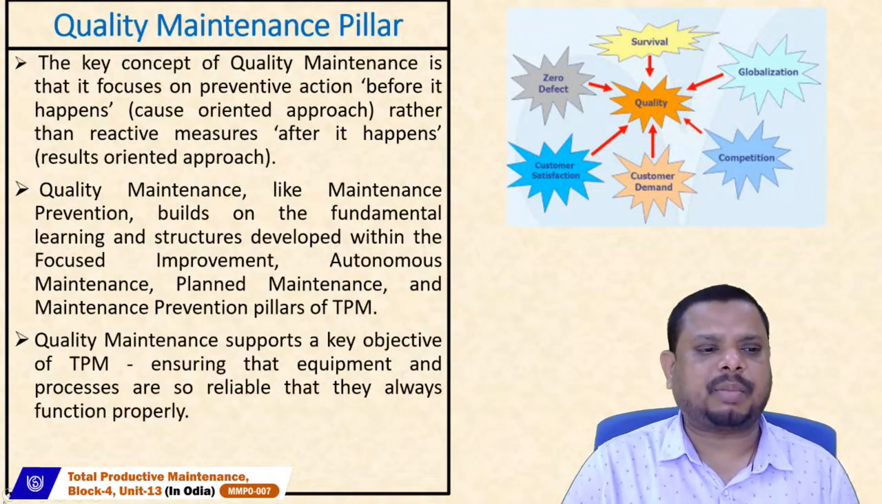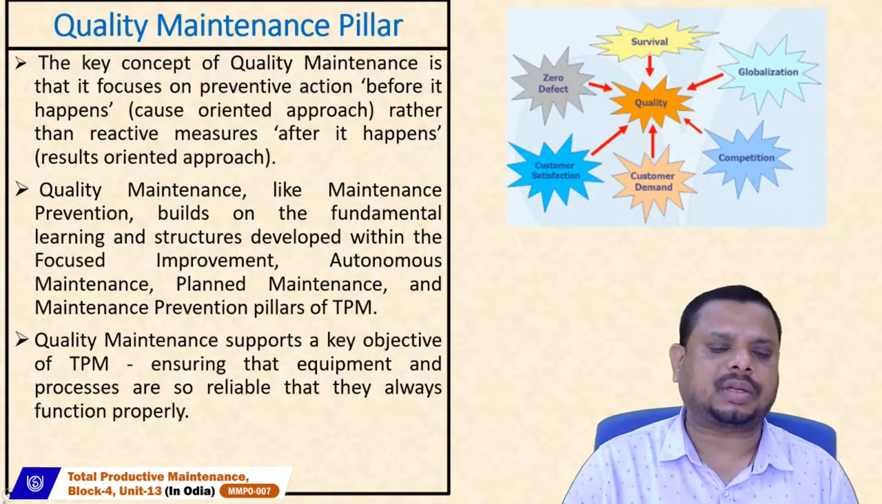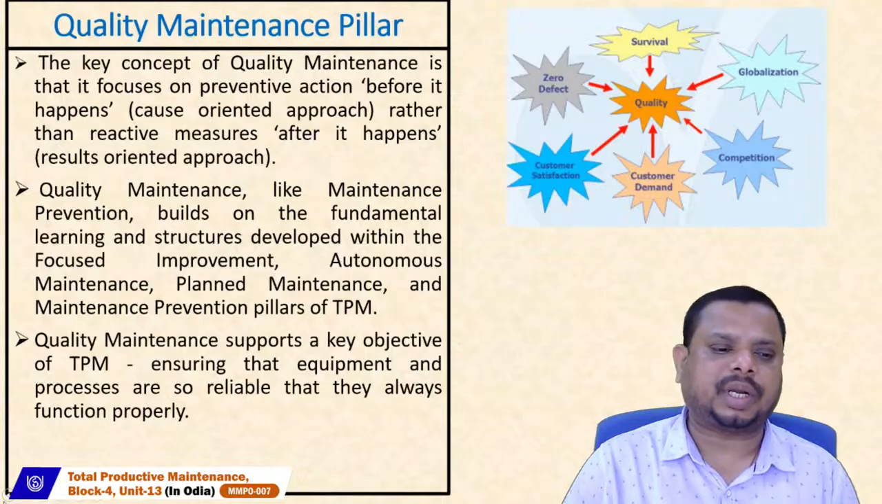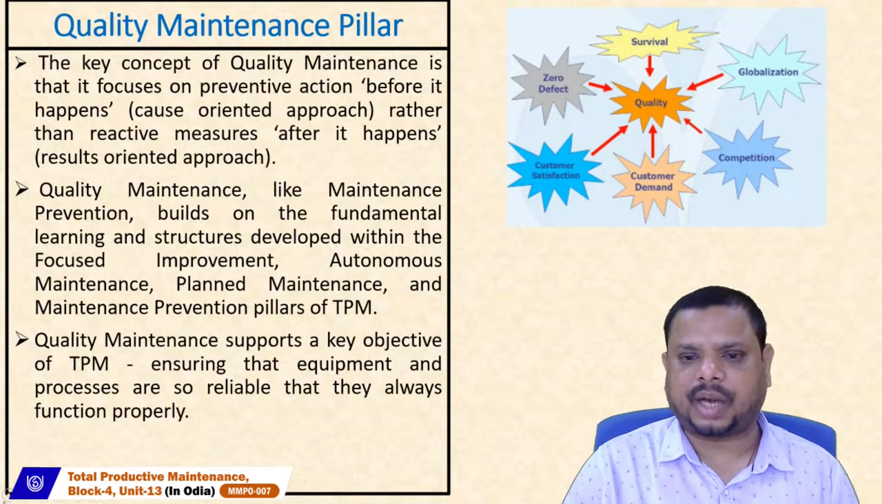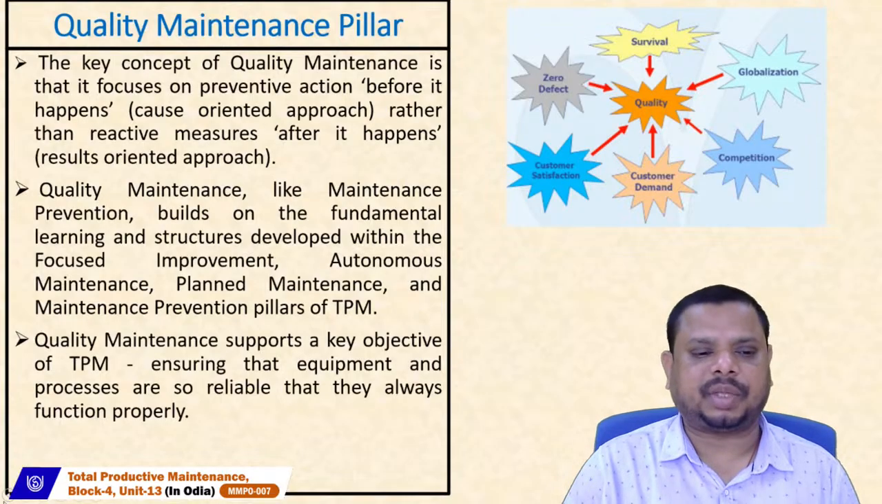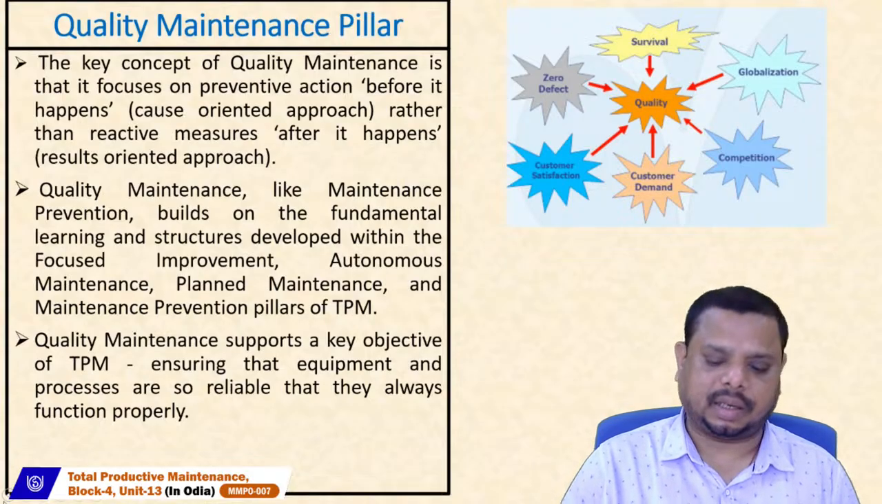Quality maintenance, like maintenance prevention, is built on fundamental learnings, a structure developed within focused improvement, autonomous maintenance, and planned maintenance, which are the major parts of your pillars under total productive maintenance. The next important part of quality maintenance is that it provides support for the key objective of TPM: to ensure the equipment and processes are reliable and always function properly when they are needed.